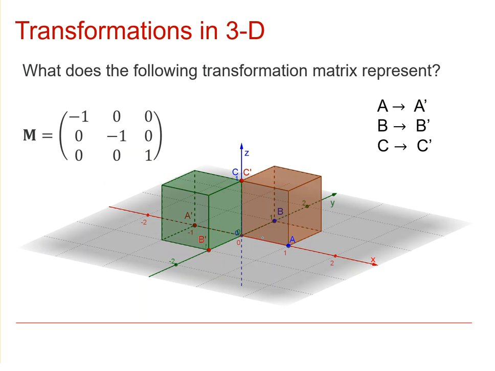So here again, I've done the same thing. I've taken the brown cube and I've transformed it using my matrix M. We can see that the point C is the only point that remains unchanged here, but hopefully you'll be able to see that A has rotated to A dash and B has rotated to B dash, which is a rotation of 180 degrees about the z axis.